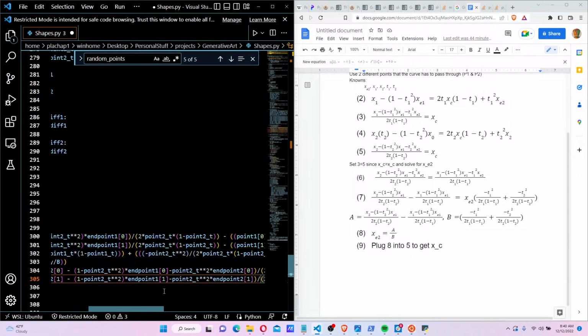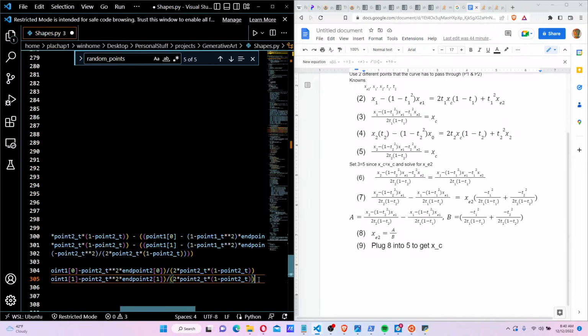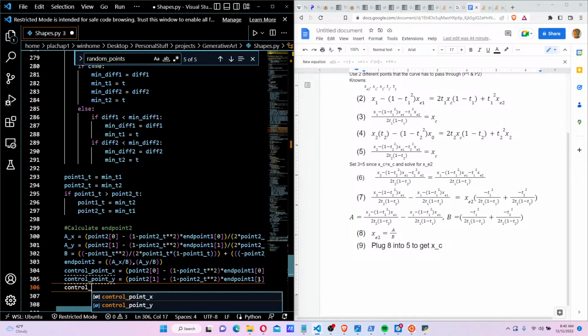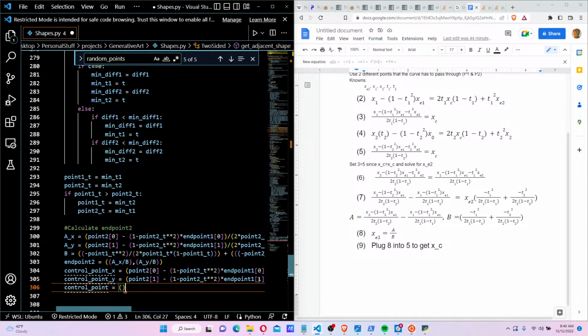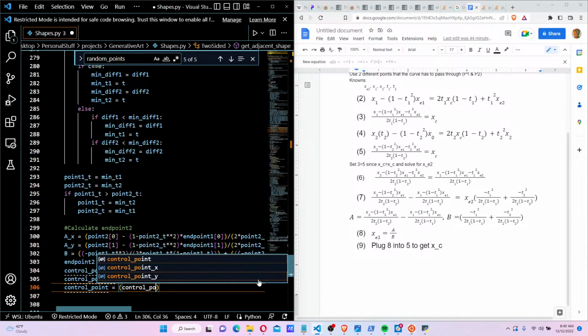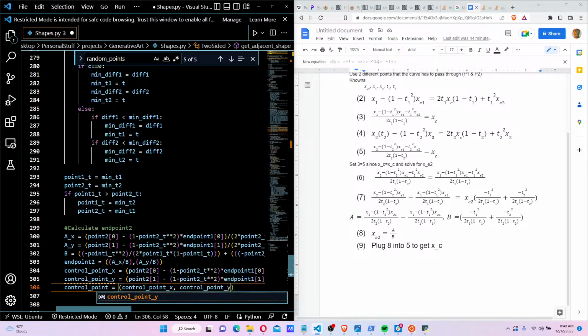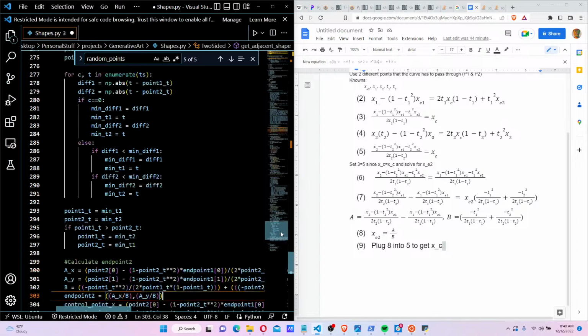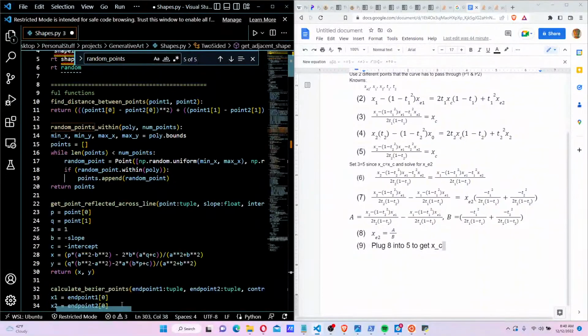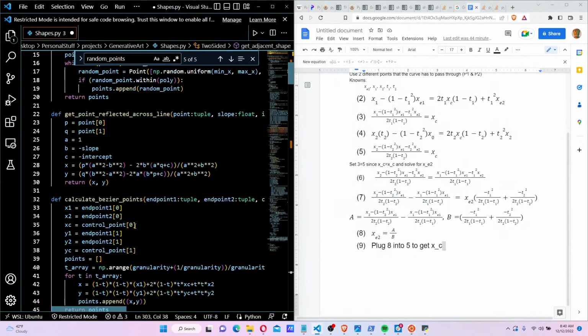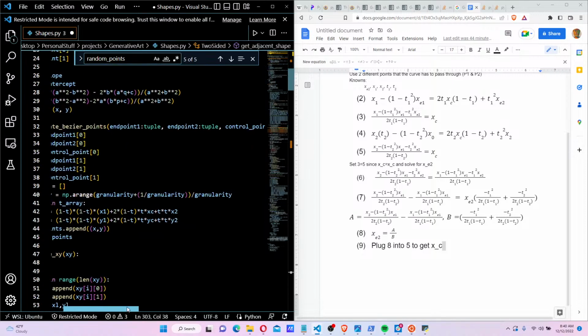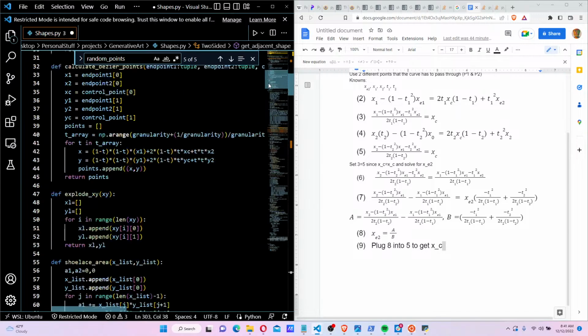And then control point is equal to, that's just the x and the y of the control point. Alright. So I have the two endpoints, and I have the control point. Now this means I should be able to get the new Bezier. So calculate Bezier points, endpoint 1, endpoint 2, control point, granularity.